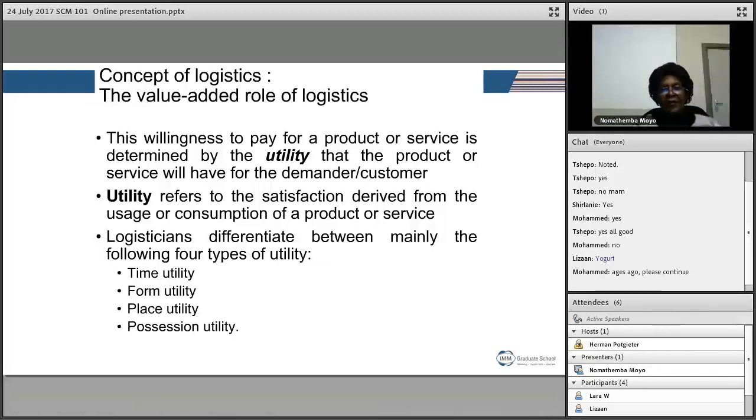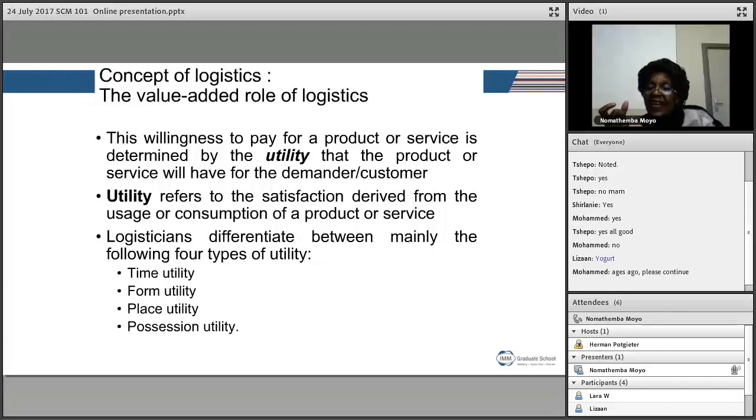So when we talk about the value added role of logistics, we say the willingness to pay for the product or service is determined by the utility. What is it that it adds as a value that the product or service will have for the customer? Utility refers to the satisfaction derived from the usage or consumption of the product or service. For instance, logisticians, the people in logistics, differentiate between the 4 types of utility.